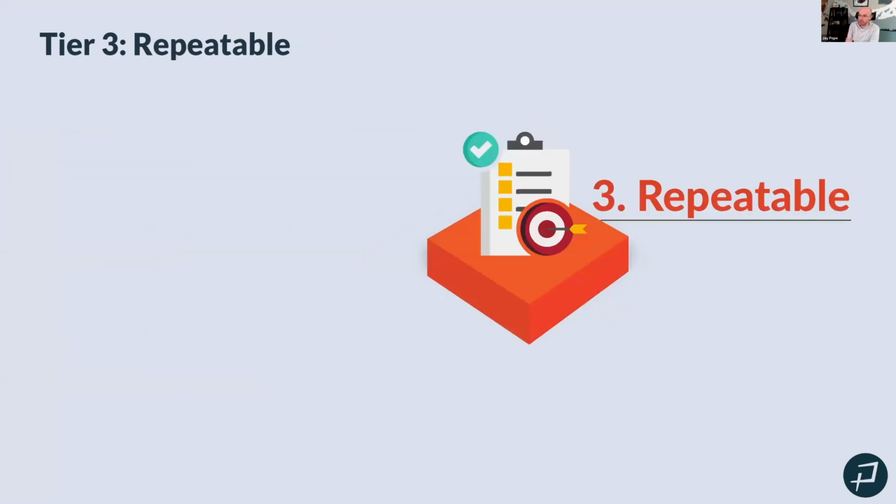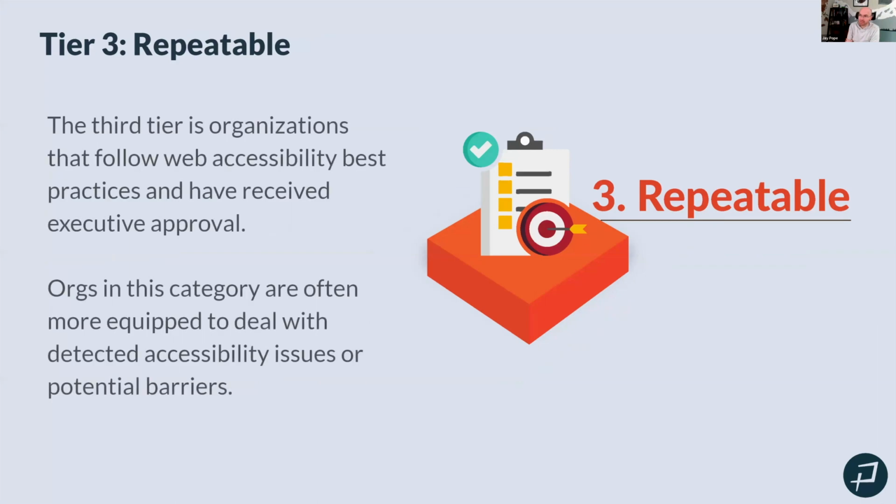So tier 3 is repeatable. And so this is organizations that follow web accessibility best practices and have received executive approval. And they're often equipped to deal with detected issues, potential barriers. So this is really above average and a great place to be. You're able to consistently meet accessibility standards.